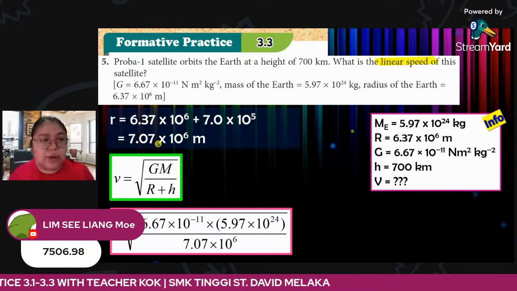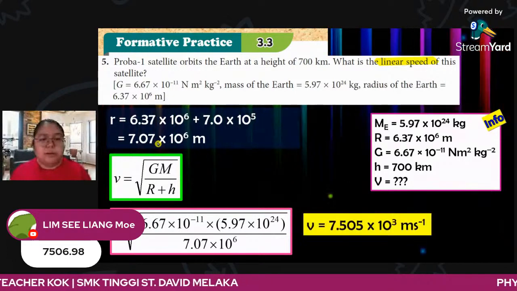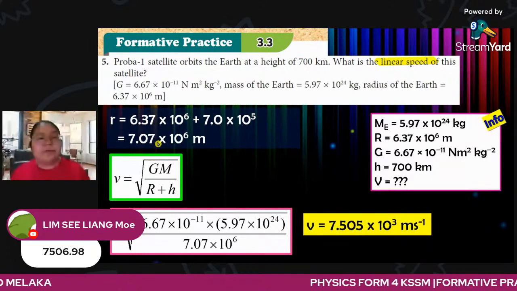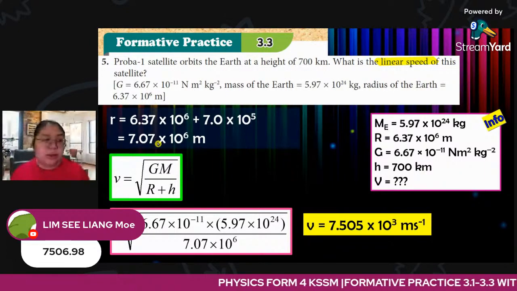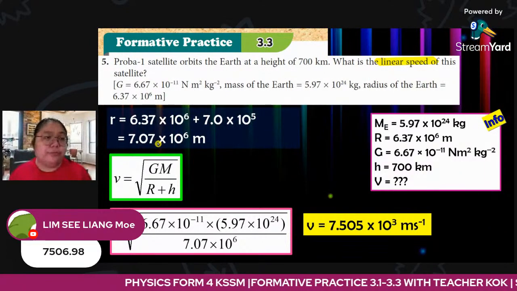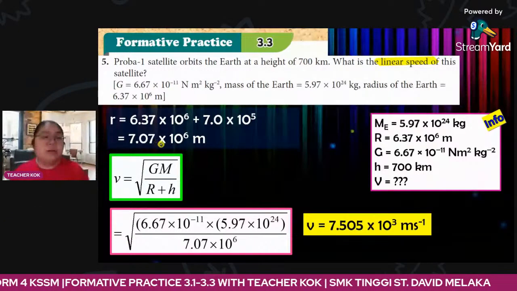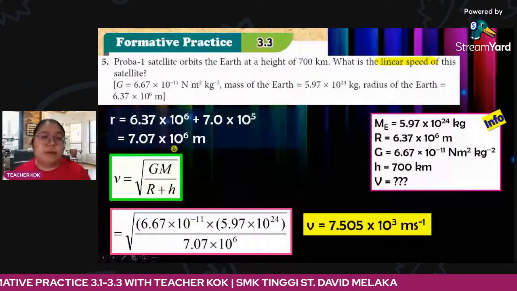7506.98. Okay, we go to see the answer. Yeah, 7.565 times 10 power 3. Don't forget, you need the unit m s^-1. So this one is the answer when you find the linear speed.